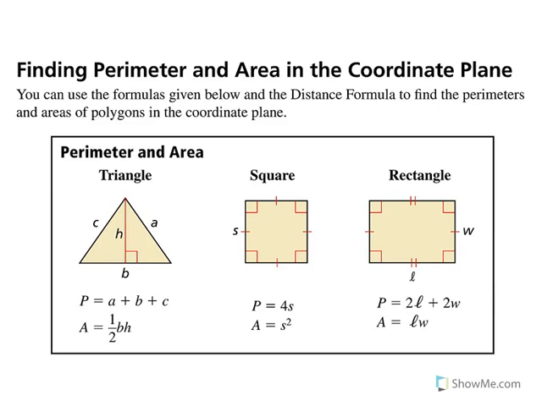So now that we know a little bit more about polygons, we can move on to finding their perimeter and area, specifically in a coordinate plane. In order to do that, first we just need to think about perimeter and area in general. We should have learned already in previous math classes how to find the perimeter and area of these 3 basic shapes. We have a triangle, a square, and a rectangle. Obviously a triangle, we just call that a triangle. Square and rectangle, remember that these are quadrilaterals.